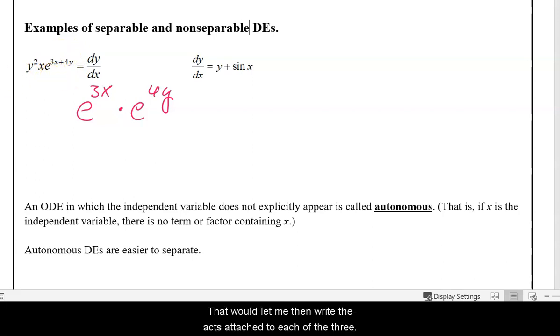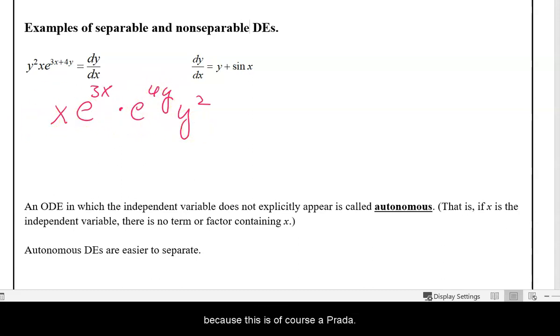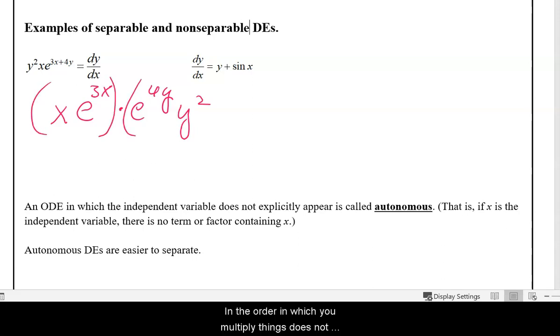That would let me then write the x attached to e to the 3x and the y squared attached to e to the 4y. Now technically they're all attached to one another because this is, of course, a product, and the order in which you multiply things does not affect the product. This does let me, however, separate them into a function involving x and a function involving y, then they're being multiplied together. So this is what we consider to be a separable differential equation.